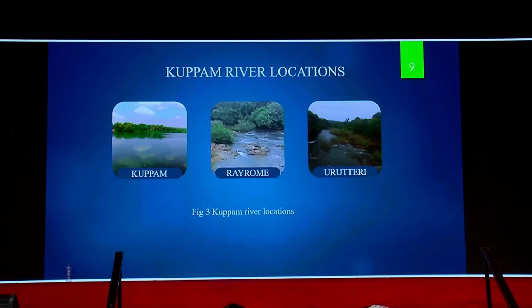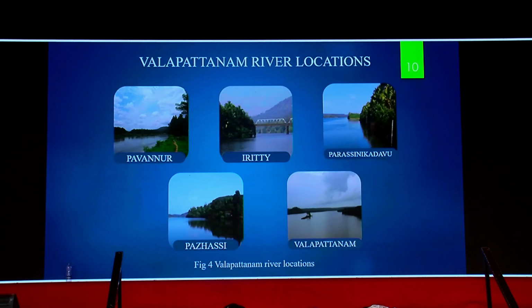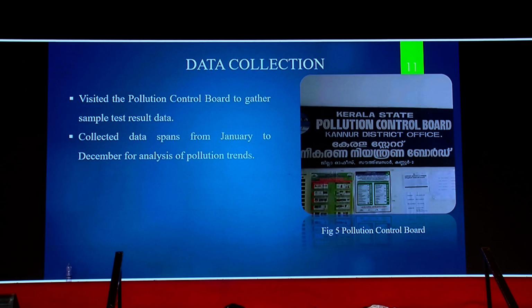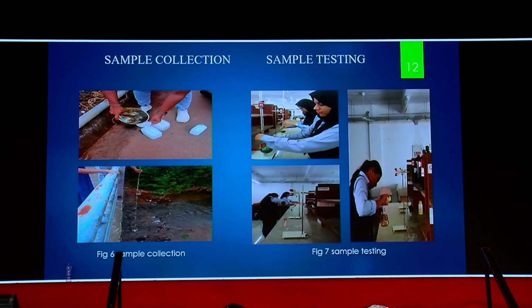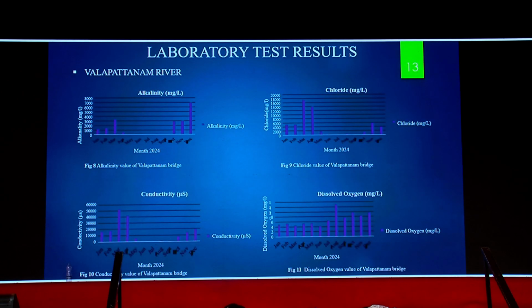And these were the sampling locations of river Kuppam. They are Kuppam, Rairom and the Rotary. And these are the sampling locations of Valapattanam river. They are Pavannur, Irati, Parassinikadavu, Parassi and Valapattanam. And in order to analyze the pollution trends of these rivers, we collected the previous 2 years of data from the Pollution Control Board, and the results were tabulated and integrated with the GIS technology. These were the sampling techniques according to the BIS standards.